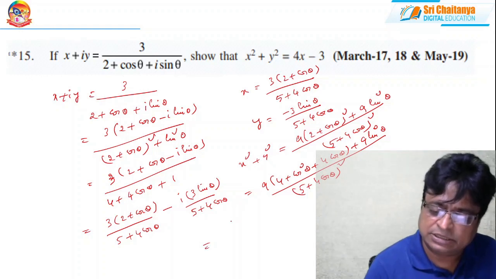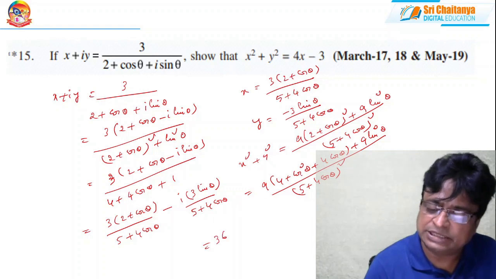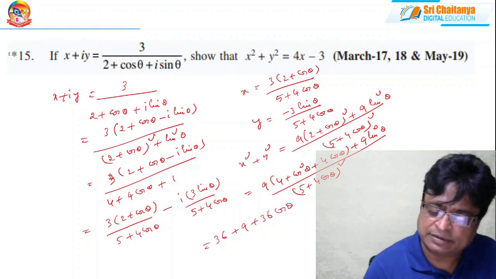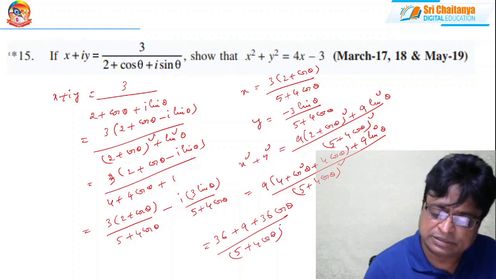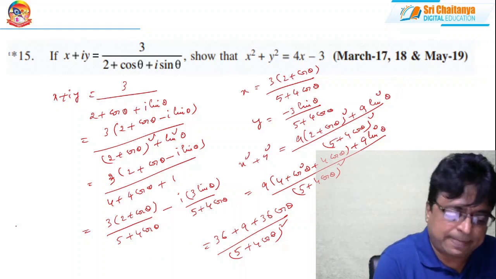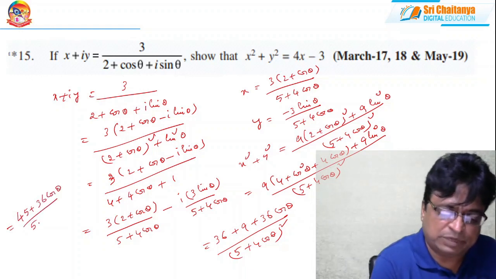This is nothing but 9 fours are 36, and this is 9 cos square theta plus 9 sin square theta, that is 9, plus 36 cos theta, by (5 plus 4 cos theta) whole square. So after simplification, you can get it as 45 plus 36 cos theta by (5 plus 4 cos theta) whole square.